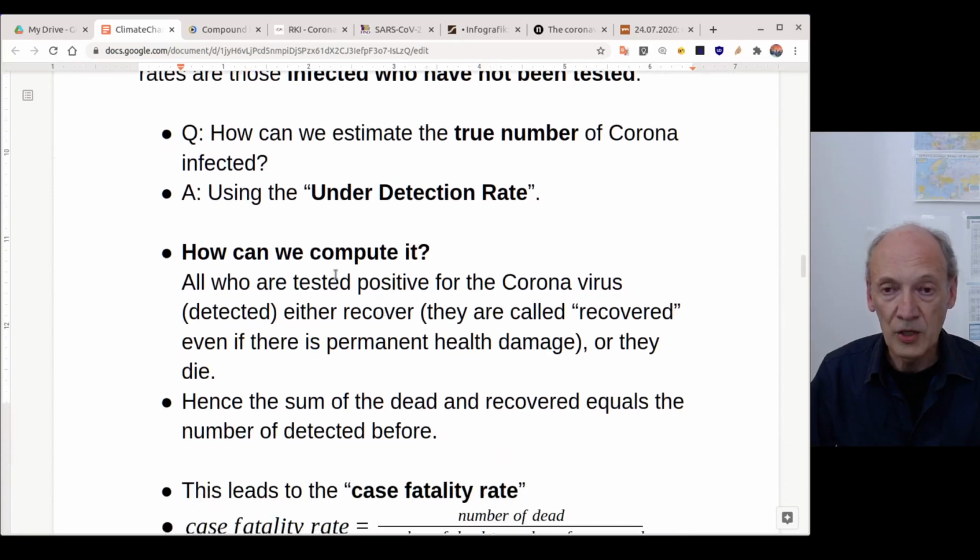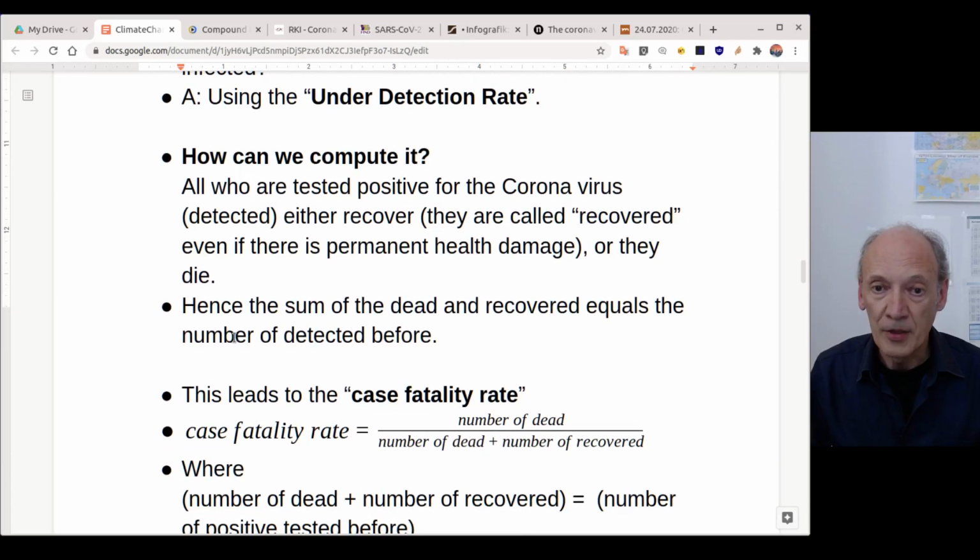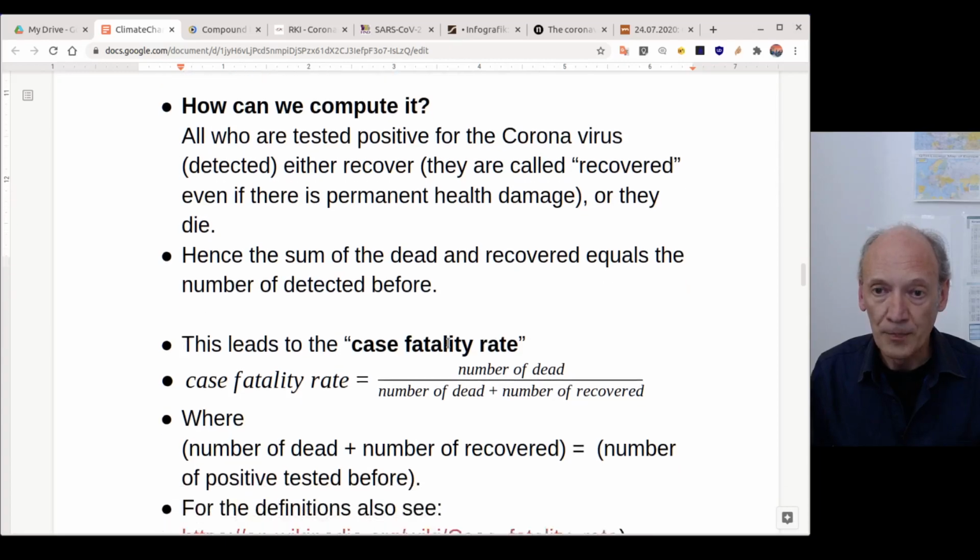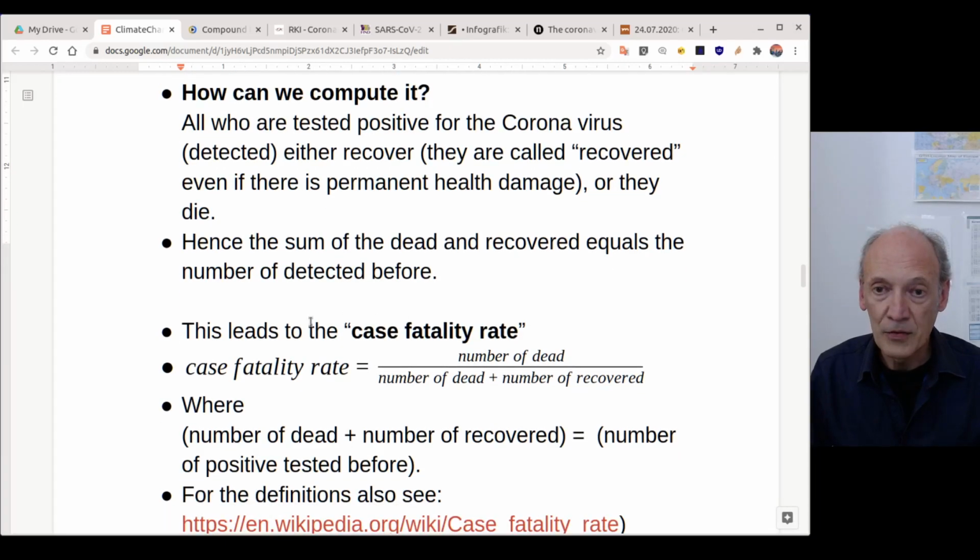So how can we actually compute it? We know that all who are tested positive for the coronavirus, the detected, either recover, they are called recovered even if there's permanent health damage, or they die, right? So first they are tested positive and then they have either of those 2 outcomes. Hence, the sum of the dead and recovered equals the number of detected before, right? And this leads to the case fatality rate.